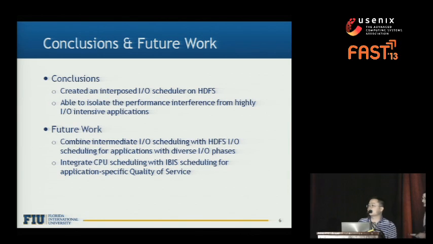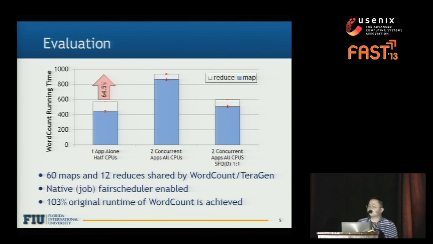Hi, Harumi Kuno, HP Labs. I was wondering on two things. On slide 5. Okay. So why? What was the difference between the bar on the right and the middle one? Both of them are two concurrent apps that are using all the CPUs. So why is the one on the right more efficient?